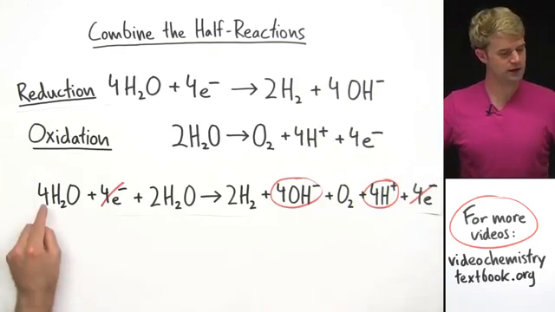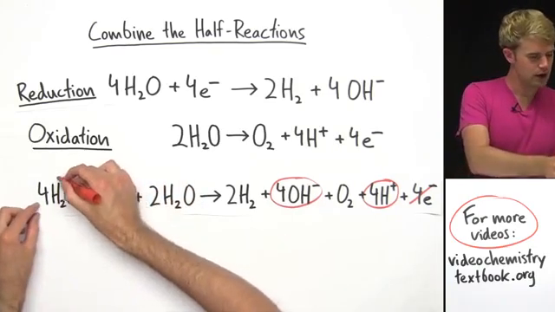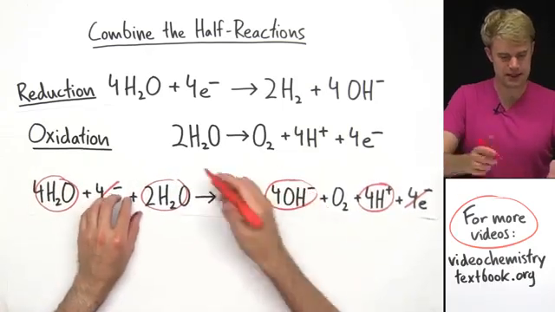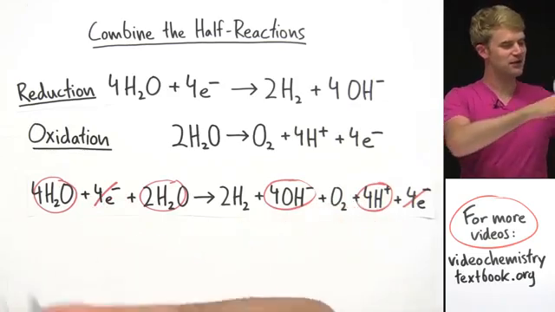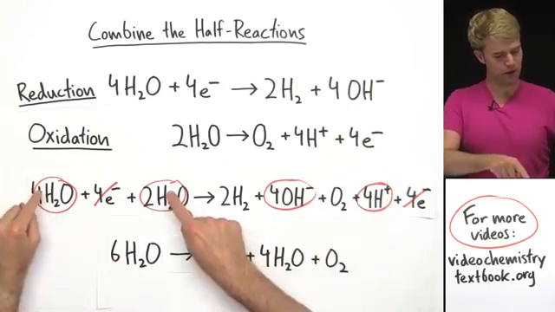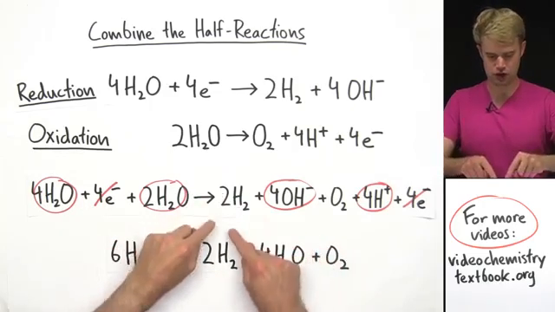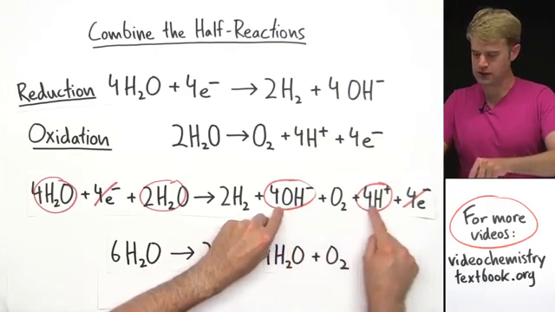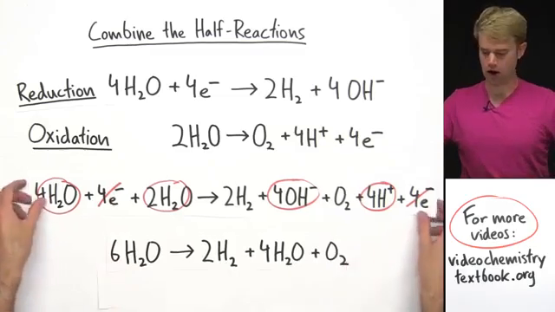Now also, look at this. We have 4 H2O here and 2 H2O here. So we can combine these to get 6 H2O. All right? So here's how we can rewrite it. We pull these together and get 6 H2O. We get rid of the electrons there, and then we have 2 H2. We combine 4 OH minus and 4 H plus to get 4 H2O, and then we have our oxygen.